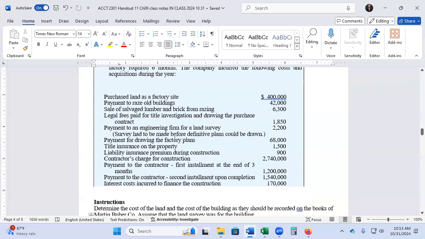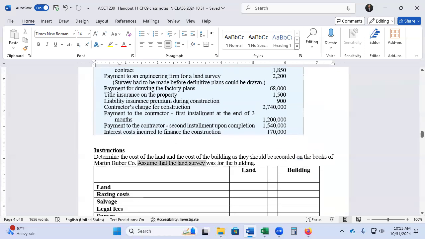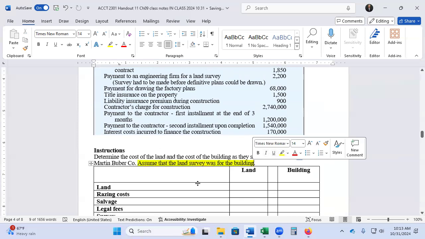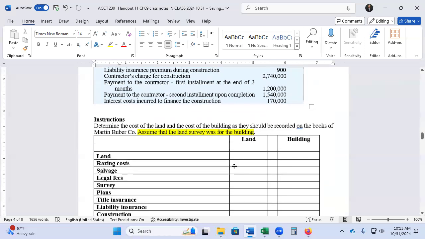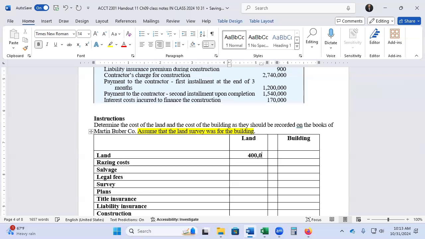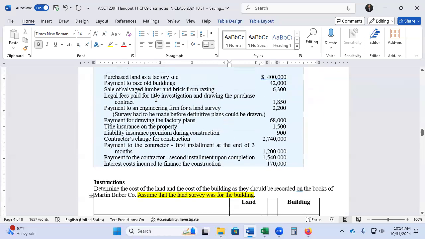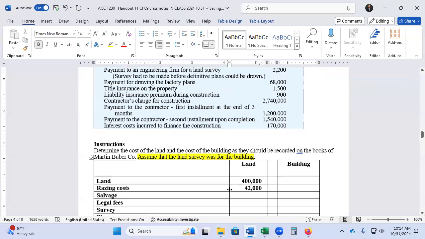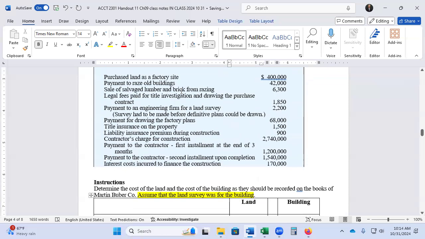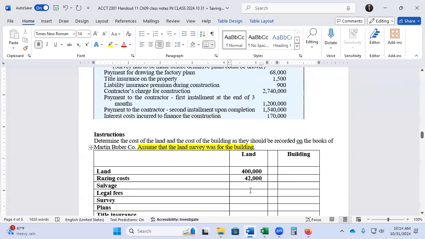All right. So always make sure to read the instructions, because it says assume the land survey was for the building. So as we're going through that, we're going to have to make sure that we appropriately classify that. So the first one we have says purchase land as a factory site. So we have 400,000 for land. Payment to raise old buildings. So again, we said that goes into the cost of the land, get it ready for use. Sale of salvage lumber and brick from raising. So they were able to recycle some of those materials. So here, this reduces our cost of the land by $6,300.